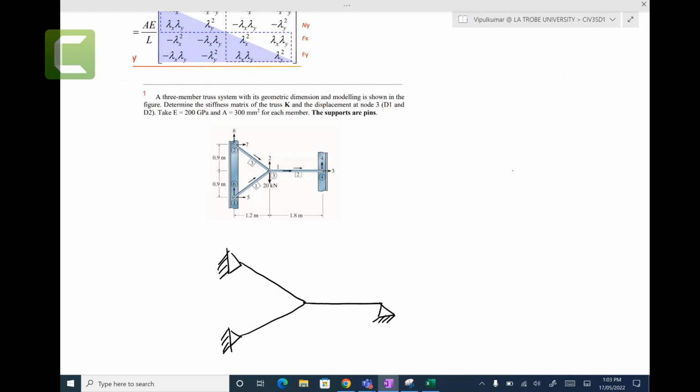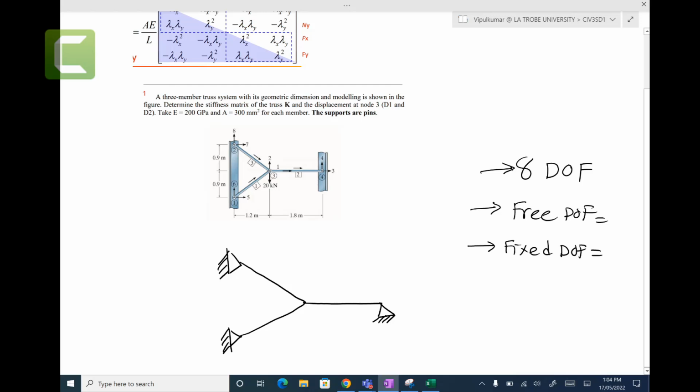Now, how many degrees of freedom are here? Total degrees of freedom 8: 1, 2, 3, 4, 8. Each node has 2 degrees of freedom, so we have a total of 8 degrees of freedom. Out of 8, how many are fixed degrees of freedom and how many are free degrees of freedom?